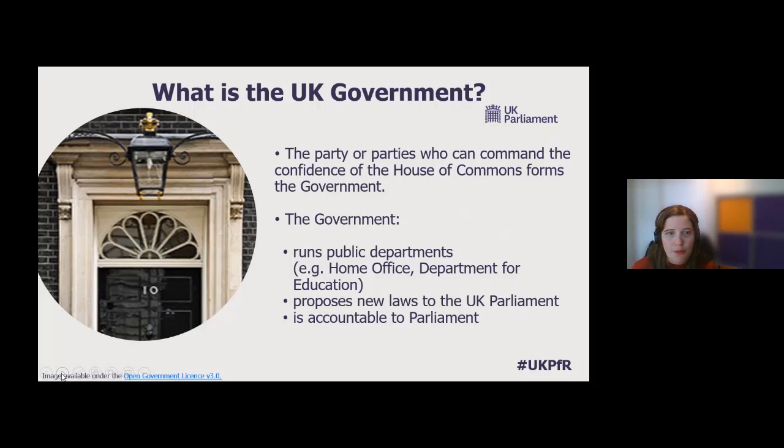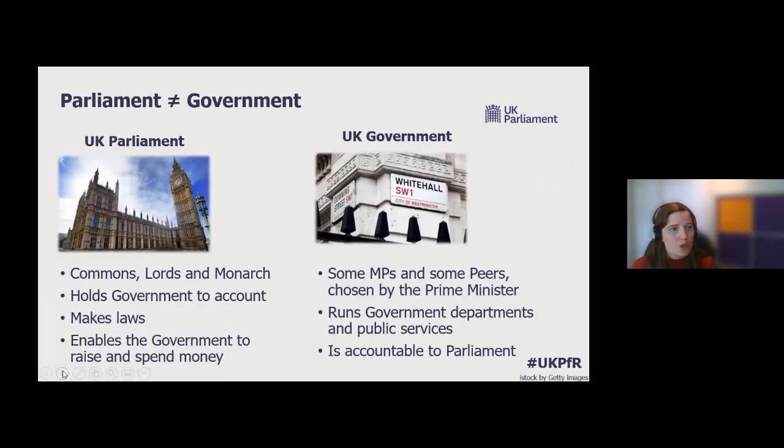What does the government do? The government runs public departments, so government departments such as the Home Office, Department for Transport, Department for Education, that kind of thing, and also public services like the NHS. And it proposes new laws to Parliament, and the government is accountable back to Parliament. So hopefully this shows you that government and Parliament are not the same thing.